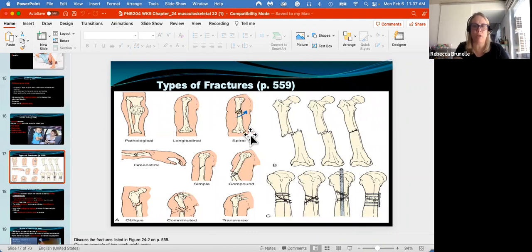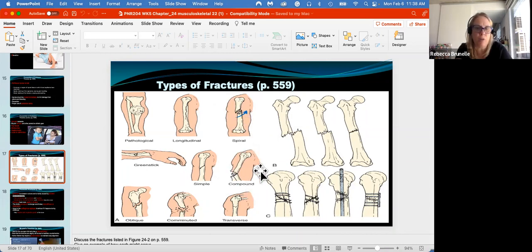So a spiral fracture, this one in the right upper corner with the blue arrow. Think about grabbing a bone and moving it in two opposite directions. That's not a normal thing that happens to a bone. So this particular type of fracture is associated with child abuse. Imagine somebody grabbing a kid's arm and twisting in two opposite directions. That can cause this spiral fracture, so you're more likely to see this in child abuse.